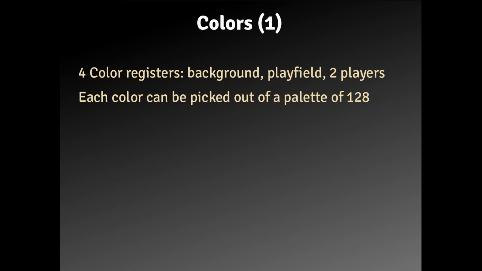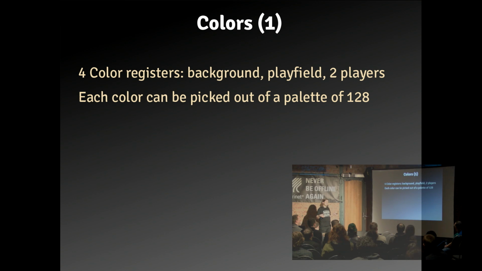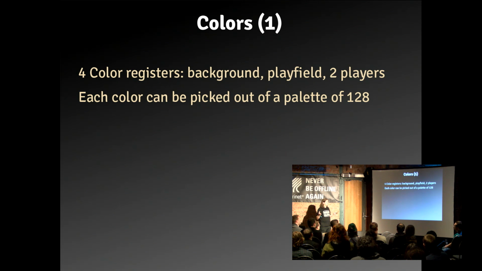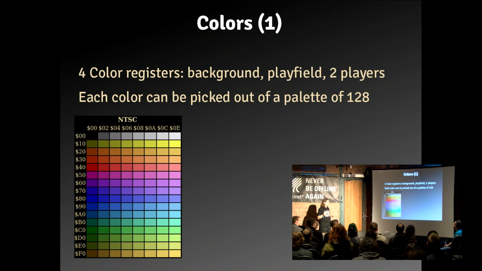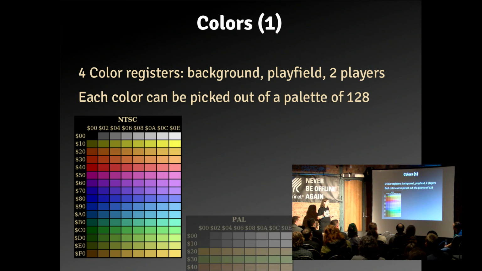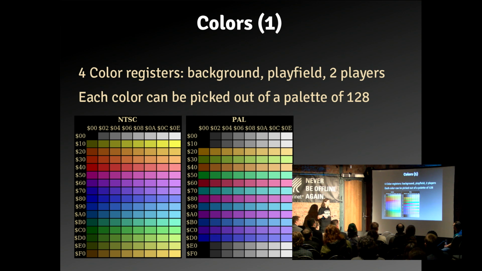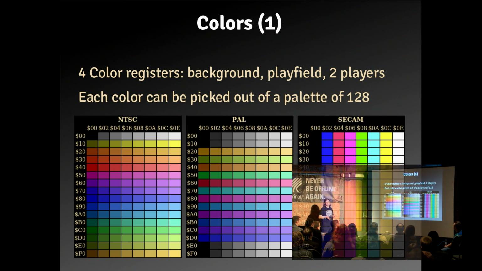Colors. We've got 4 color registers: the background, which is where no pixel or graphic data is set, the Playfield, and the 2 players. Each color can be picked out of a palette of 128 on an NTSC system. It looks like this. On a PAL system, since color generation is a bit more complicated, they sacrificed some of the transistors defining the colors, so we've got about 104 different colors, but still we are lucky. The guys with a SECAM system are screwed.